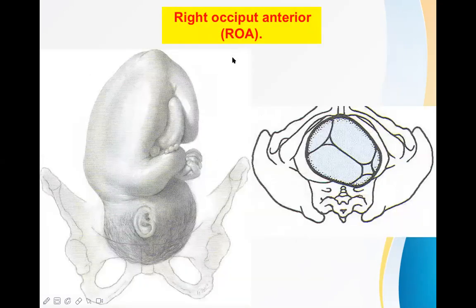Now, what is this? Right occiput anterior. Why is it called right occiput anterior? See this. This is the occiput bone here. Let me use the pointer once again so that students can understand it. Here is the occiput bone. This is the right side, and here is the left side. So it is facing the right side. So it is right occiput, but whether it is anterior or posterior, how do I know? This is the symphysis pubis, so it is facing the anterior side. That's why it is called right occiput anterior.